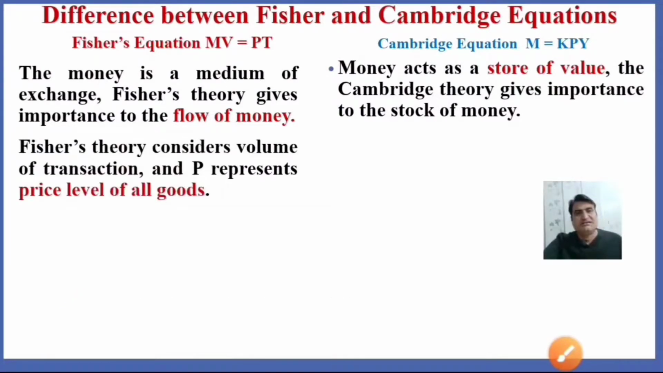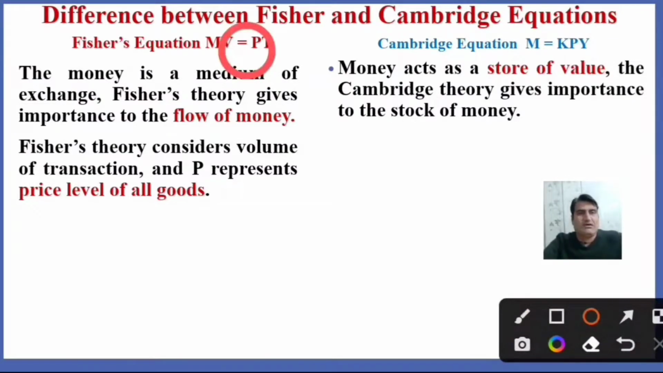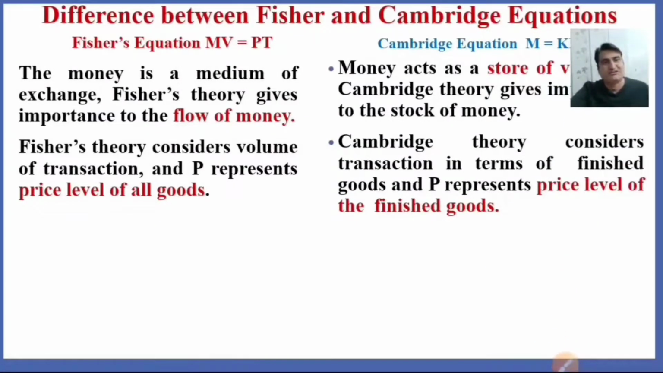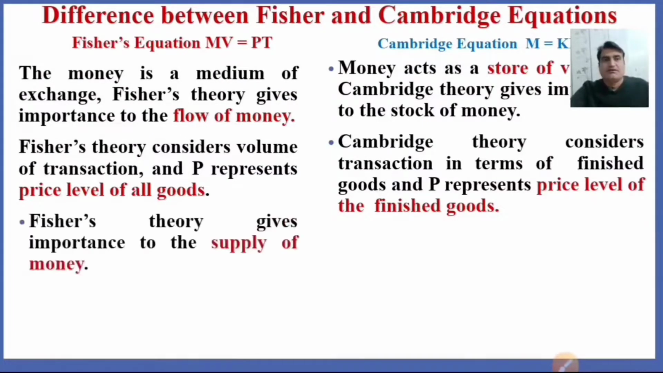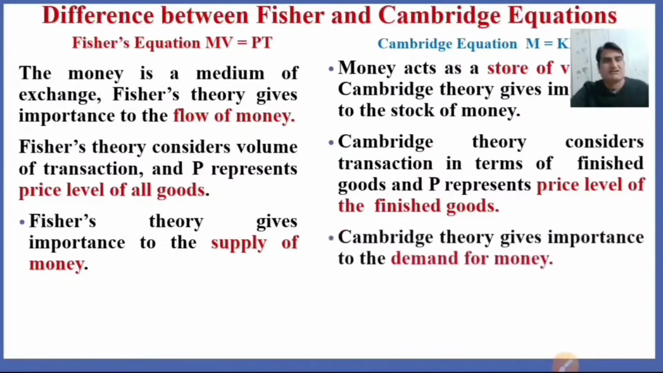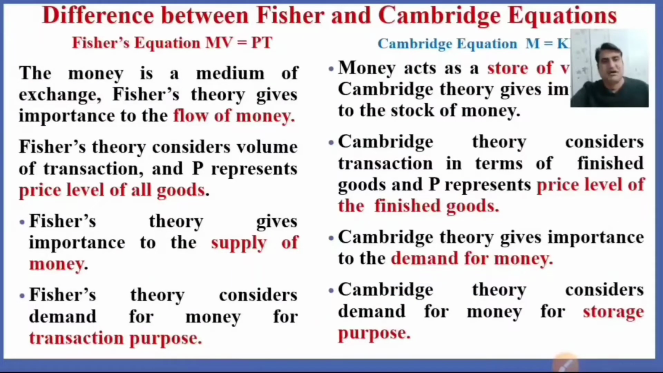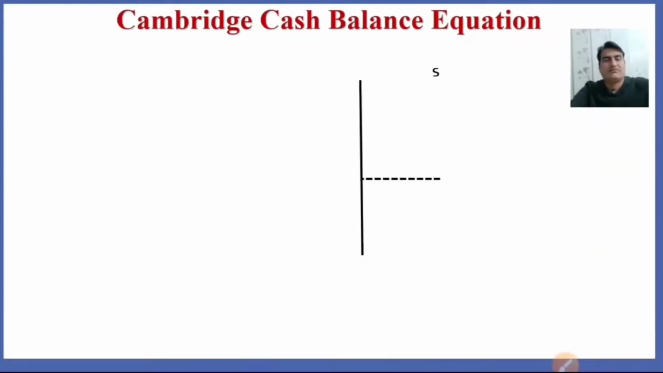The Fisher theory considers the volume of transactions, and P here represents the price level of all goods, whereas the Cambridge theory considers the transactions in terms of finished goods, and P represents the price level of all finished goods. Fisher theory gives importance to the supply of money, whereas the Cambridge theory gives importance to the demand for money. Fisher's theory considers demand for money for transaction purposes, whereas the Cambridge theory considers the demand for money for storage purposes.